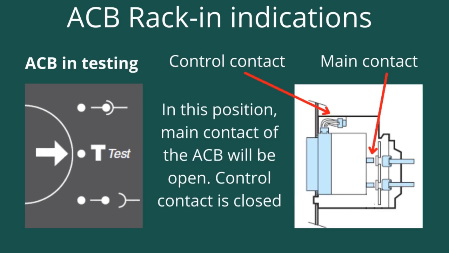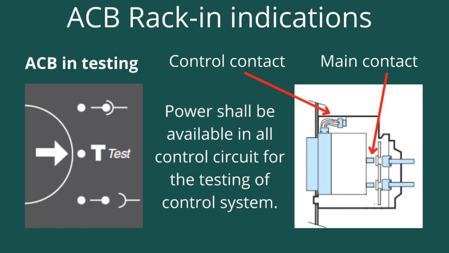ACB in the test position. The indicator is in the middle position. In this position, the main contact of the ACB will be open. Control contact is closed. Power shall be available in all control circuits for the testing of the control system.